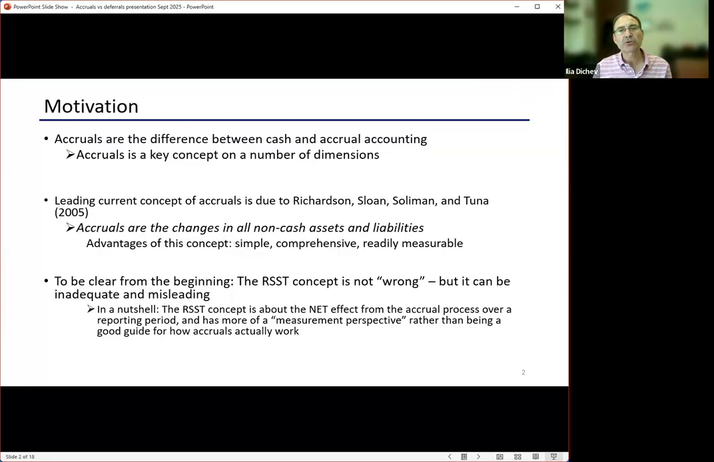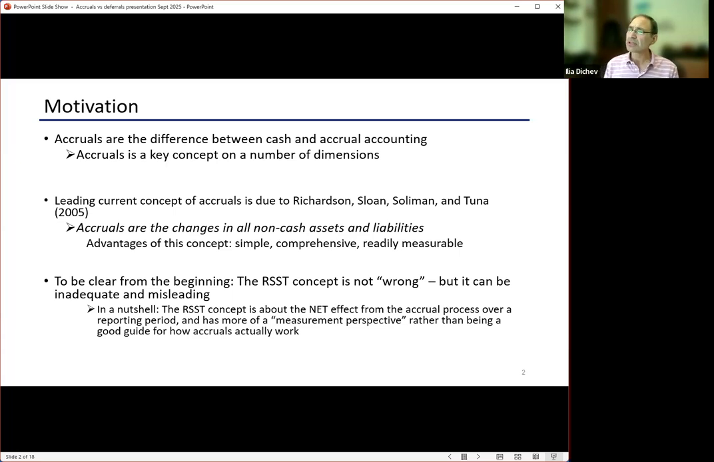So the paper is about accruals, and with this audience, I don't need to spend much time on the motivation. Accruals are a key concept for us. As I was telling Michael earlier, this is our bread and butter. We should really know accruals. This is our value to the world. I've felt strongly about this for a long time. Accruals are also the difference between cash accounting and accrual accounting, which are the two main systems of accounting. So it's a key concept on a number of dimensions.